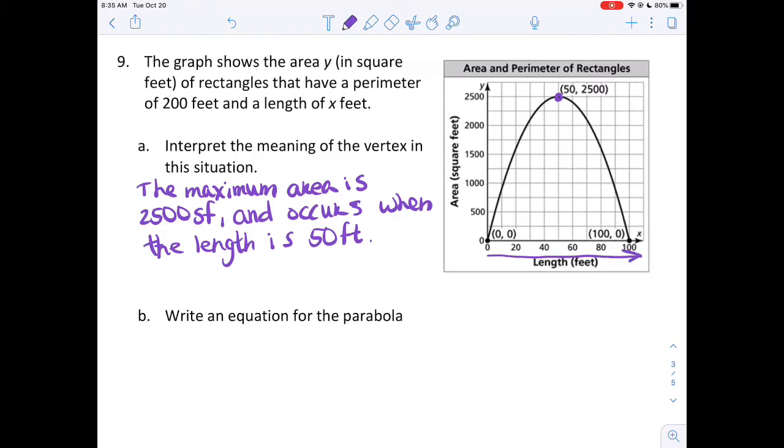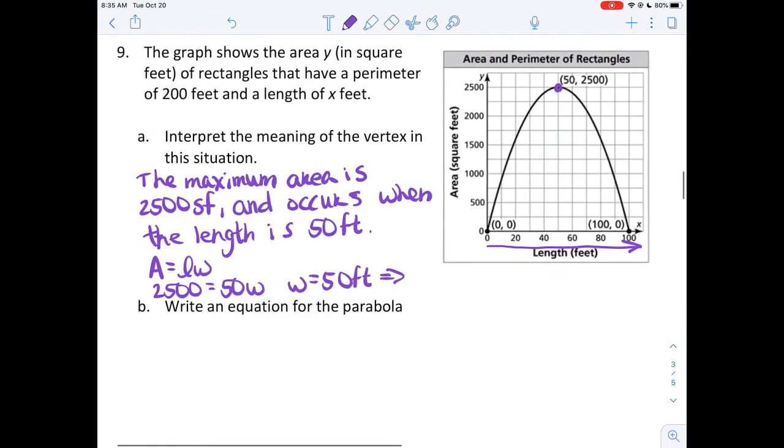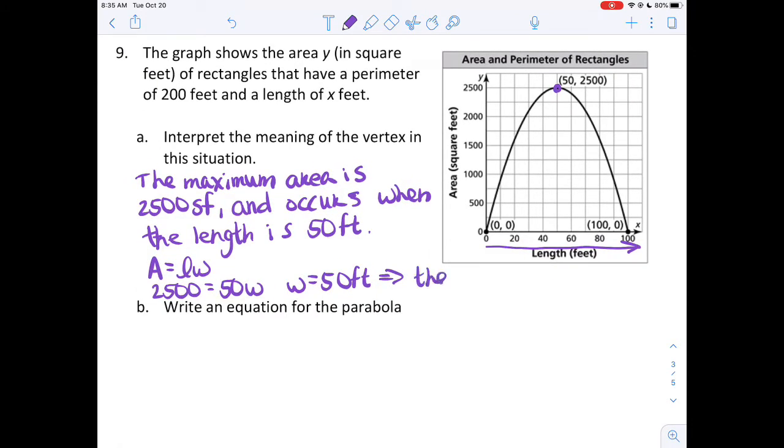Now, an interesting side note to this, I know the problem doesn't ask for it, but you'll recall that area is equal to length times width. So if we have an area of 2,500 and we know that our length is 50, we can solve that our width is also 50 feet. So in other words, the maximized area when we get 2,500 square feet is when the rectangle is a 50-foot by 50-foot square. Remember that squares are rectangles, they just have all sides equal instead of pairs of sides equal.